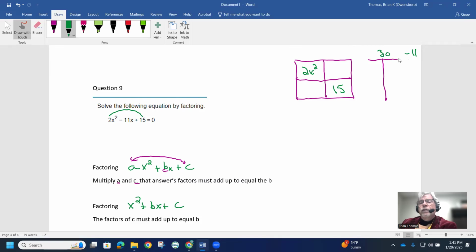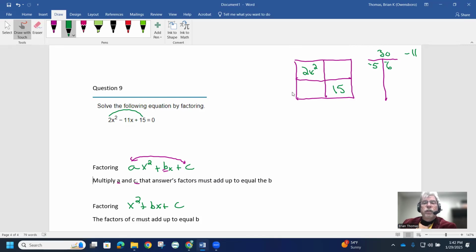So what we're trying to do is figure out what are the factors of 30 that give me a negative 11. Well, the first thing that comes into my mind is a 5 and a 6. So without further ado, I'm just going to write down the 5 and the 6 here. But to get a negative 11, it looks like they both have to be negative. So does a negative 5 times a negative 6 give me a positive 30? Yes. Does a negative 5 plus a negative 6 give me a negative 11? Yes.